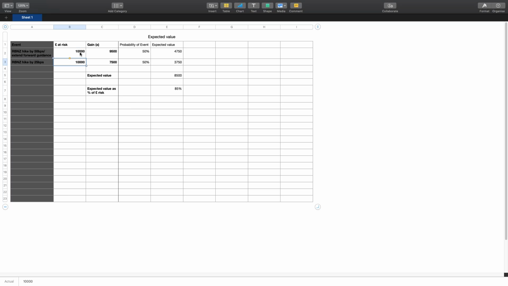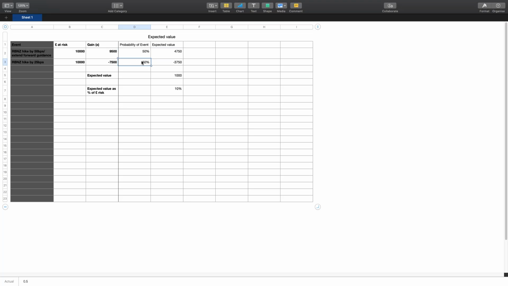So you put how much is at risk in the B2 and B3 cells, and what would I stand to gain if I'm right? This is what I'd stand to gain if I was right, and this is what I'd stand to lose if I was wrong. So I would lose 7,500. I would gain 9,500, in this calculation.